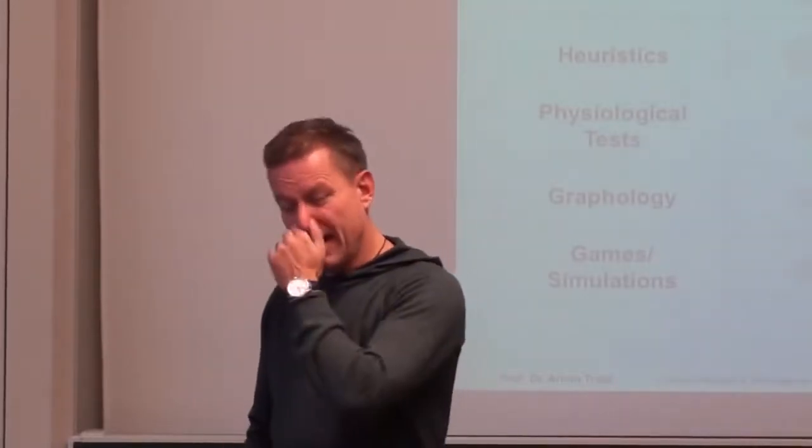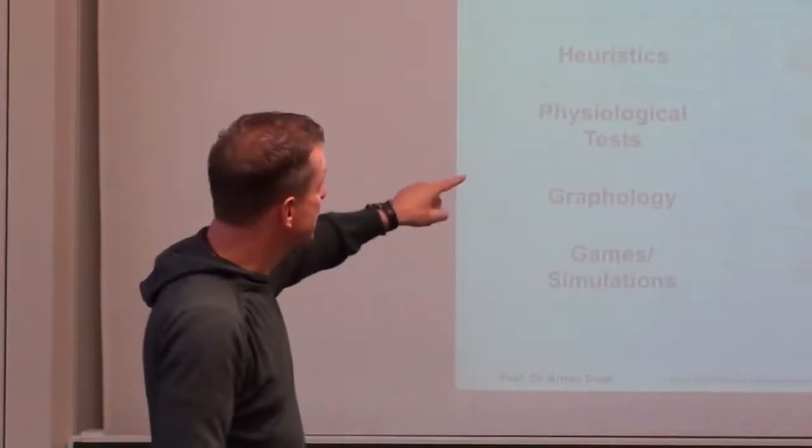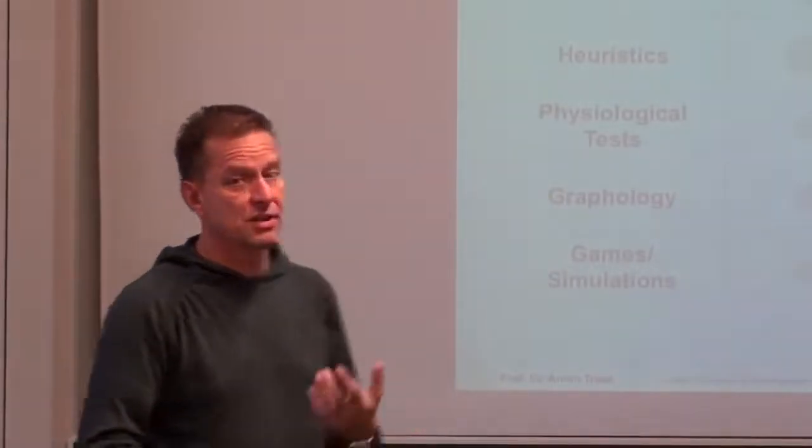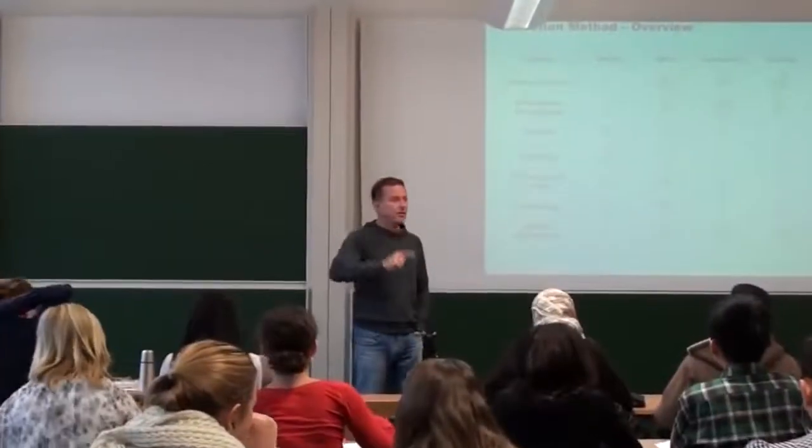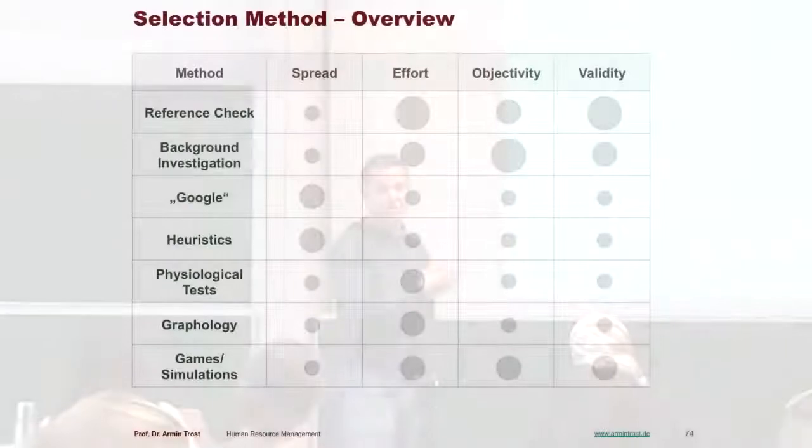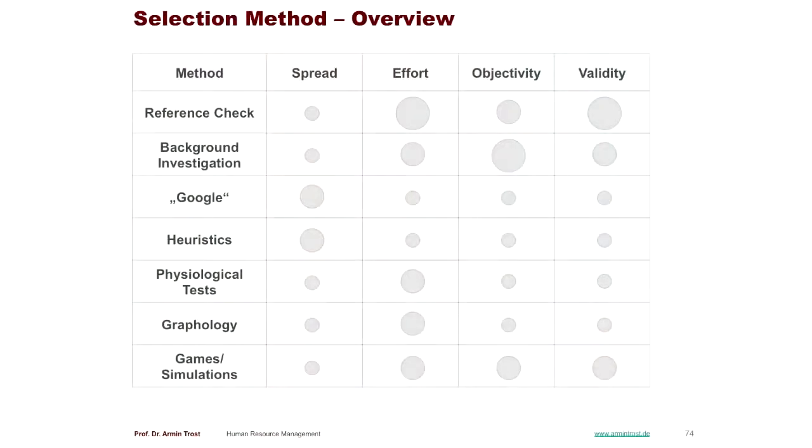Okay, so I'm gonna pick out some of the most relevant ones, and then we talk about it. What's the logic behind? How do they look like? On this table, you find different columns. I don't want to refer to these columns now in more detail. We're gonna talk about what validity is. We're gonna talk about what objectivity is. Spread is how much are these different methods used, right? Small circle means they are not used too much. Big circle means, well, many companies use these, maybe all companies.